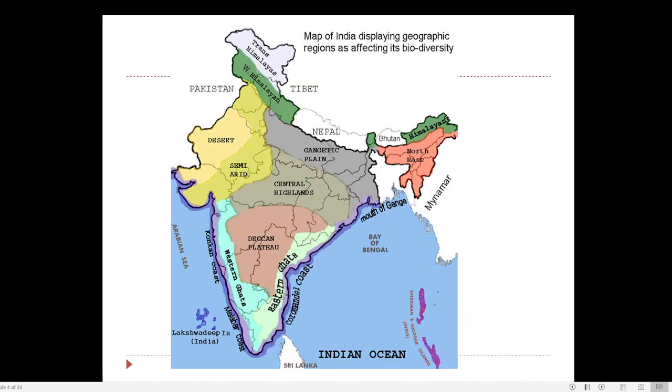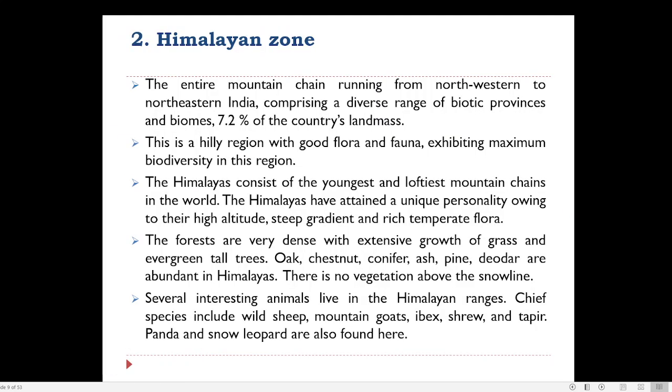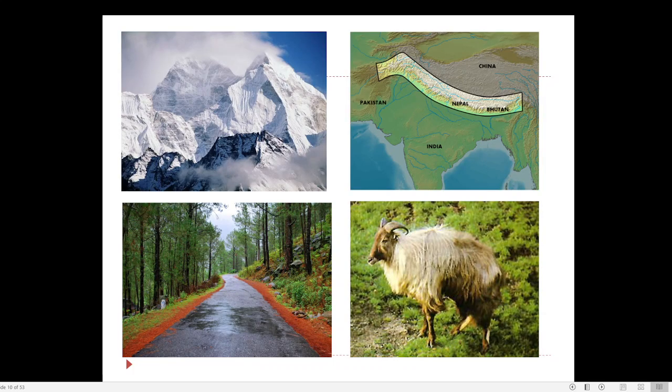Then the second region is known as the Western Himalaya. You can see that the Western Himalaya will be coming from here. Then it goes through Nepal, then Sikkim, Bhutan, and finally Arunachal Pradesh. So this belt is known as the Western Himalaya. The Himalayan zone occupies 7.2% of the total landmass of the country, and it's a hilly region. You can see that this is how the Western Himalaya will generally appear. It's a hilly region.